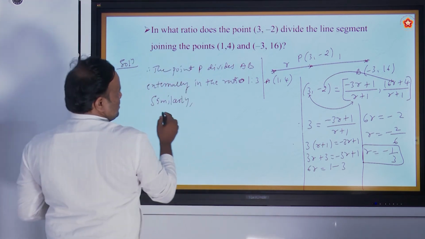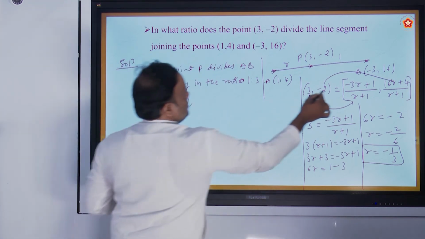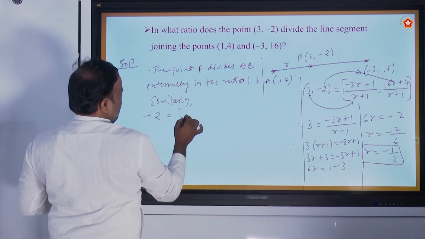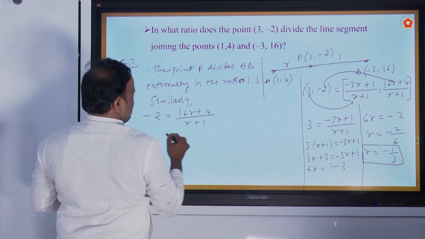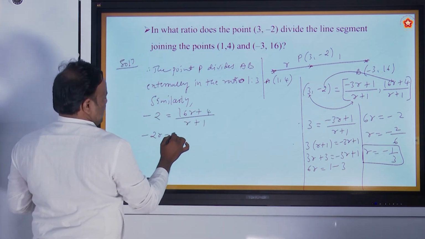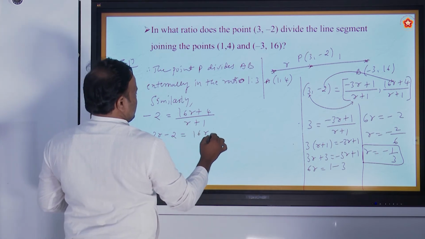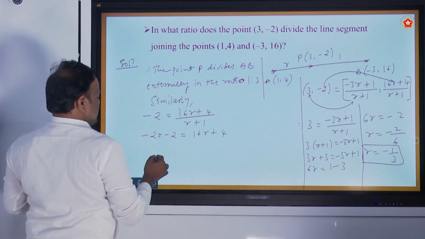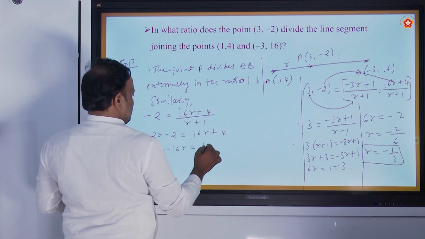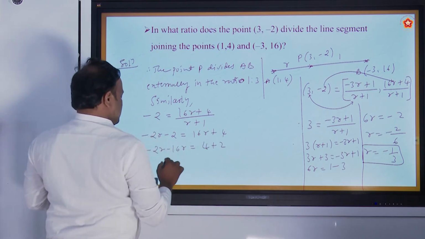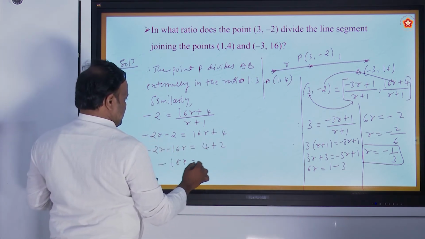Similarly, you can take minus 2. Minus 2 is equal to 16r plus 4 by r plus 1. Cross multiplication. This is minus 2r minus 2 is equal to 16r plus 4. You take 16r this side, minus 2r minus 16r is equal to 4 plus 2. So minus 18r is equal to 6.